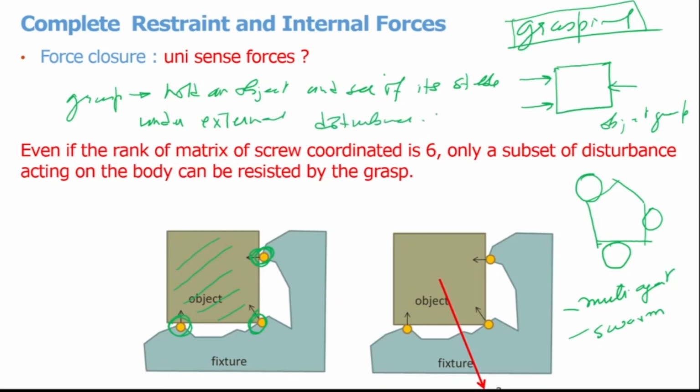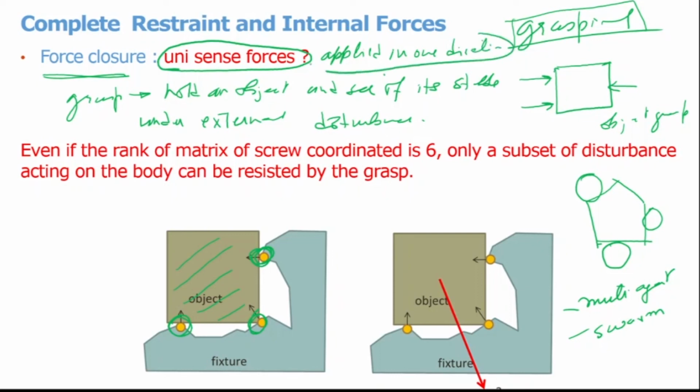Now here we use two terms. One is called force closure and the other is called form closure. Now when you're catching an object by using multiple hands or multiple robots or multiple swarms, we need to analyze and understand something: that the forces are unisense forces. Forces can be applied only in one direction. So this is something please keep in mind.